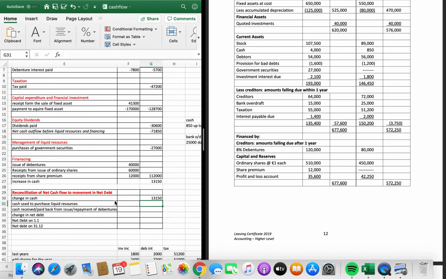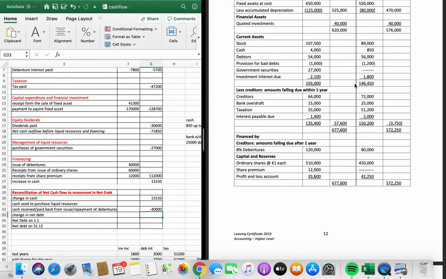Cash used to purchase liquid resources and cash received from the payment of debentures. So we're looking at two things. Liquid resources are government securities, and we're looking at debentures. If debentures goes up, our net debt has gone up. If you take net debt as being a minus, our net debt has gone from minus 80,000 to minus 120. So that's a minus 40,000 from the cash issued from the debentures. I don't want to get too bogged down in that, but it's gone from minus 80 to 120.